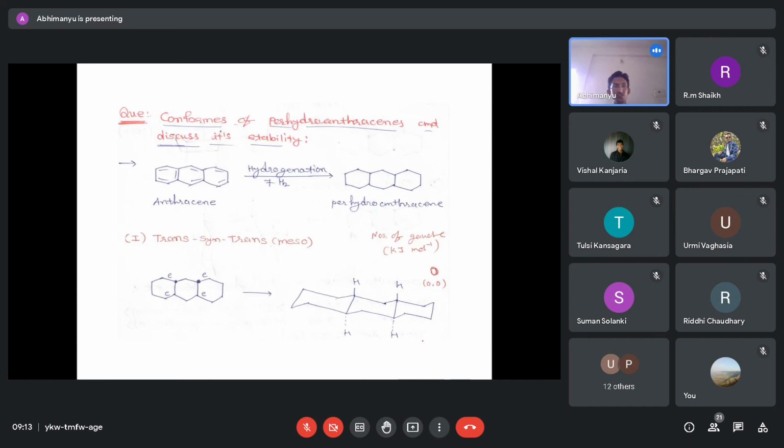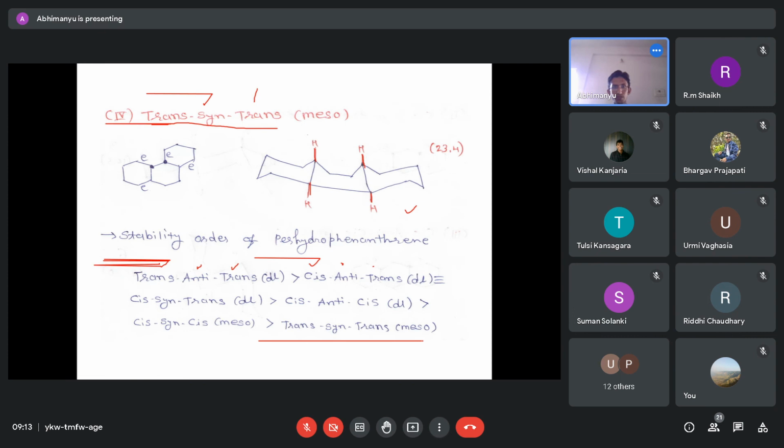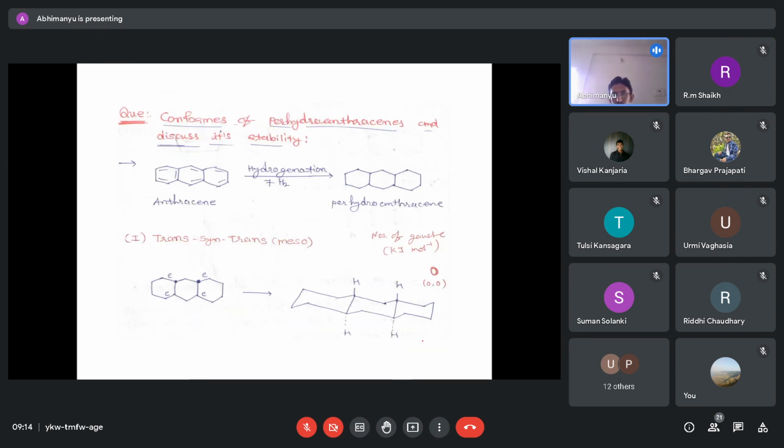And last structure, last example: conformers of perhydroanthracene and discuss its stability. If you know phenanthrene, it's not difficult, anthracene. Again, perhydroanthracene can be obtained by the reduction of anthracene. Okay, the most stable structure is the trans syn trans.